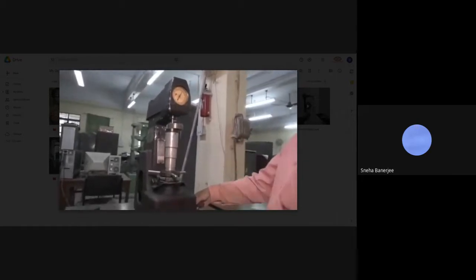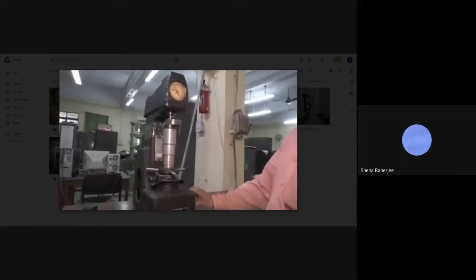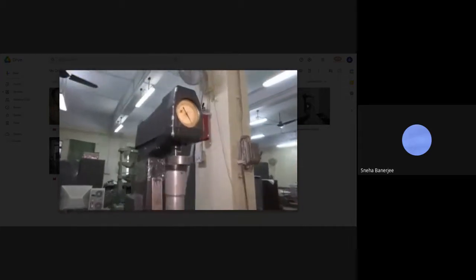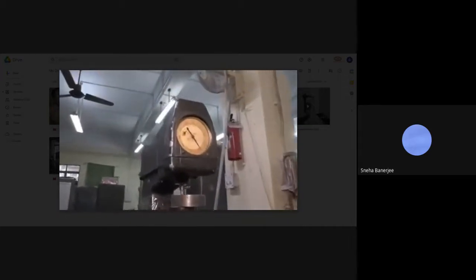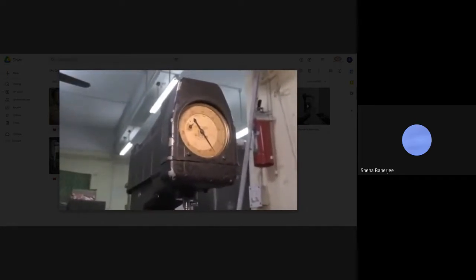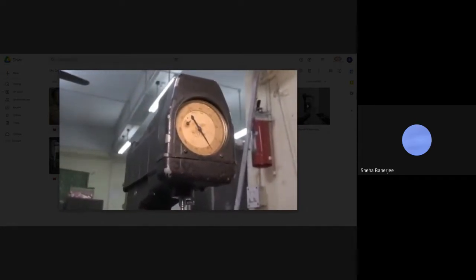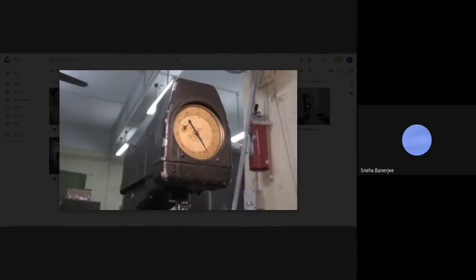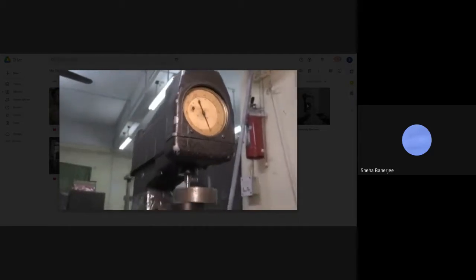Yes, how much is the reading, please? Note down how much is the reading. 78. So we are getting three different values, 77, 78, 78. We can take the average of this. Now let us go for the other material. The same method, the other material.